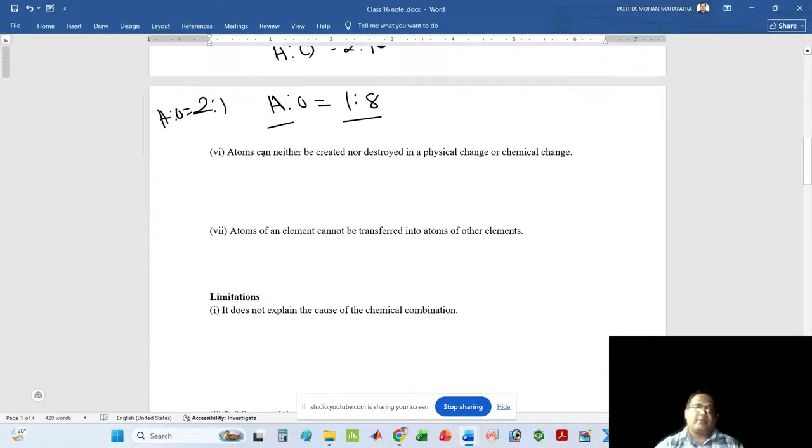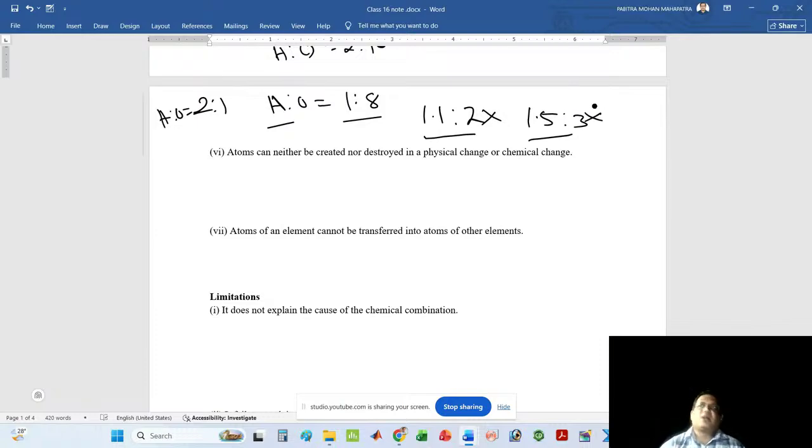That means I am talking about this. You cannot see, as per the Dalton theory, a ratio like 1.5 is to 2. You cannot use a fraction like 1.5 is to 3. You cannot find such a thing as per Dalton's atomic theory.